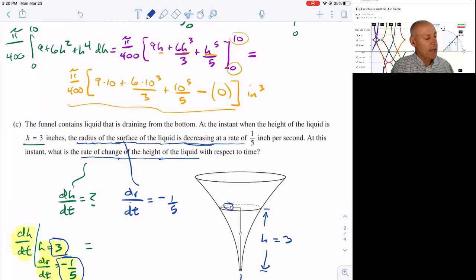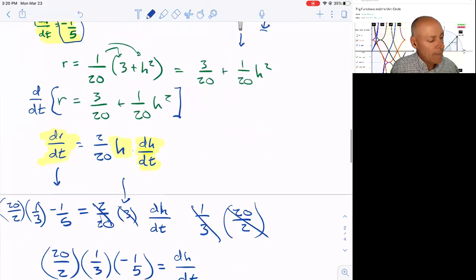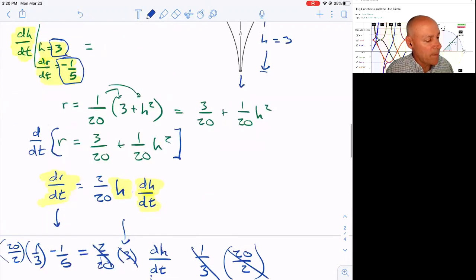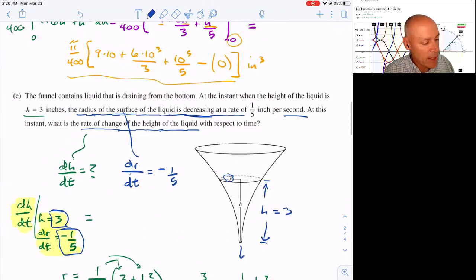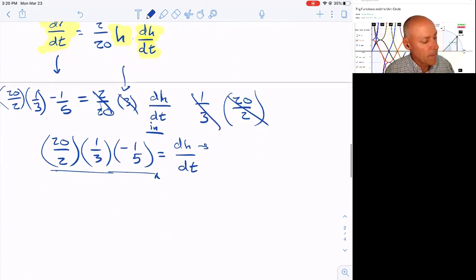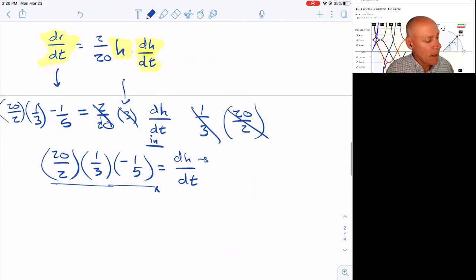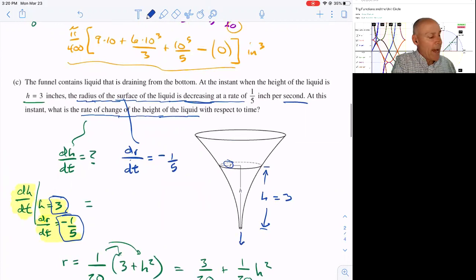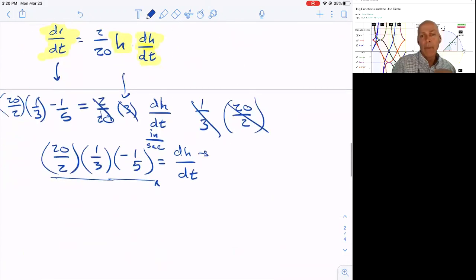I'm just going to double check. This is the rate of change of the height with respect to time at this instant. Well, I know my units for height are in inches, and my units of time, I believe, were seconds. So that's inches per second. So that is the rate of change of the height of the liquid with respect to time when h is 3 inches. All right, hope that helps.